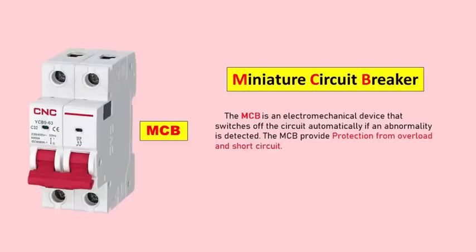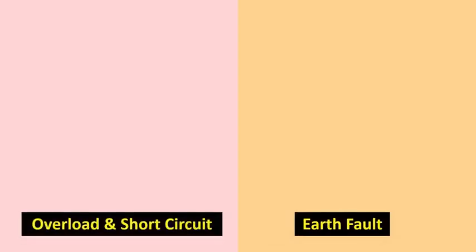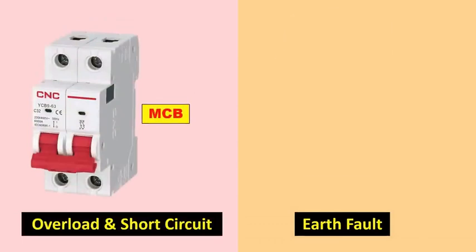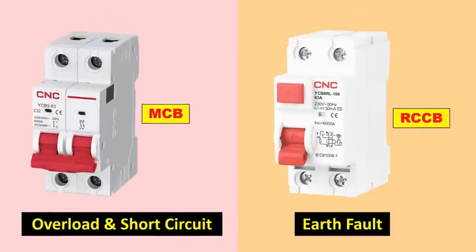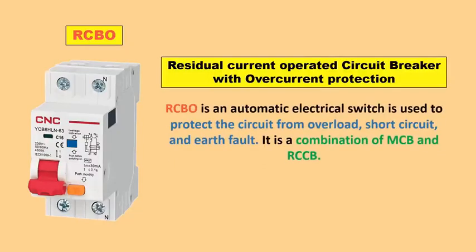Like I told you in the starting, the MCB provides us protection from overload and short circuit. After this I told you that RCCB provides protection from earth fault. Now if we want protection from earth fault, overload and short circuit, then we have to use MCB and RCCB, both these devices. But if you don't want to use two different devices, and instead by using only one device you want all the three protections, then in this condition you have to buy a RCBO. So through RCBO you will get overload, short circuit and earth fault protection.